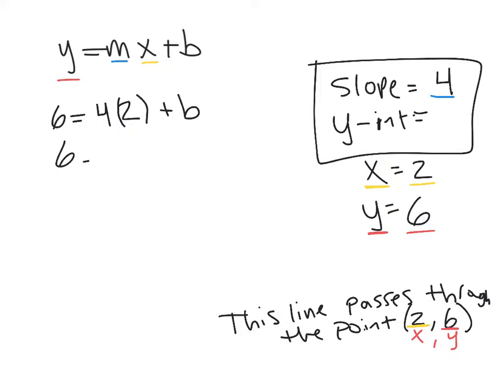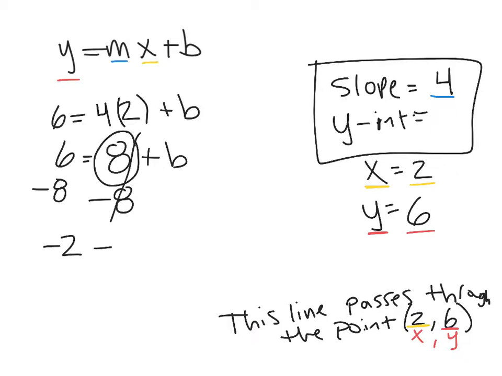So we have 6 equals 4 times 2 is 8 plus b. We want to get b by itself, which means we have to get rid of this 8. So we're going to get rid of that positive 8 by subtracting it. We'll go minus 8 here. If we do it to one side, we need to do it to the other side. So minus 8. This cancels off, and I have 6 minus 8, which is negative 2, and that's equal to b. So we've now found a solution for b, right? b equals negative 2. So I can go up here and I can write the y-intercept is negative 2.